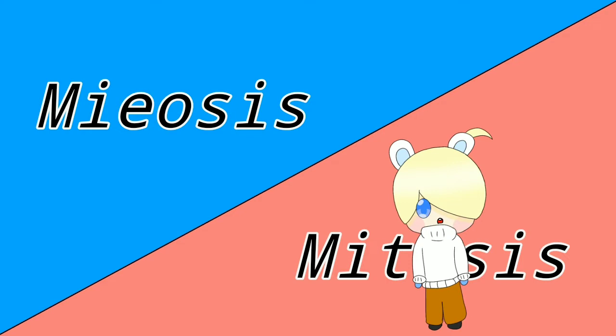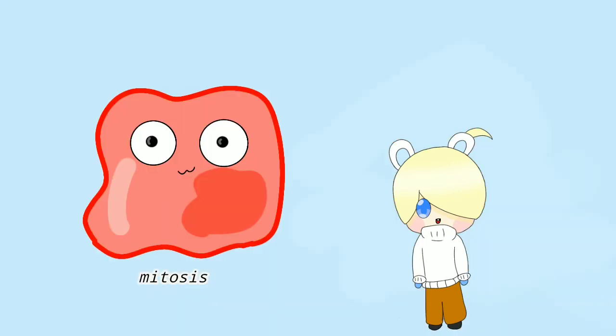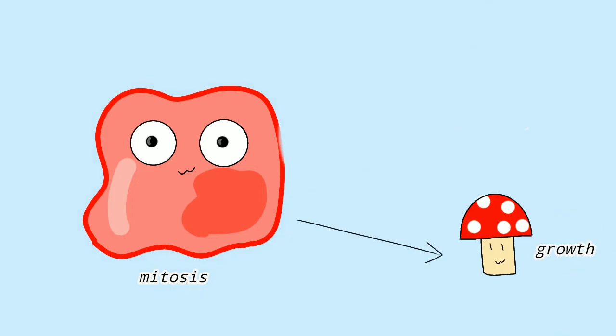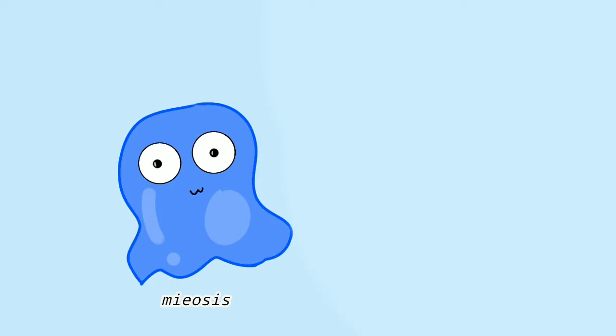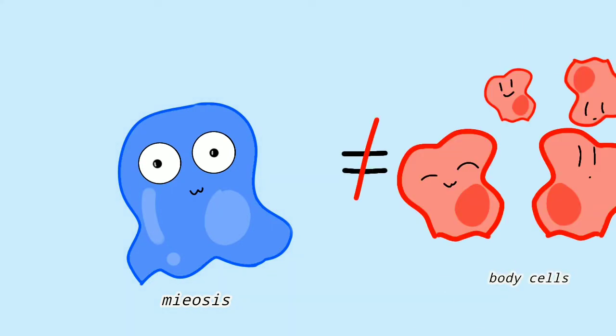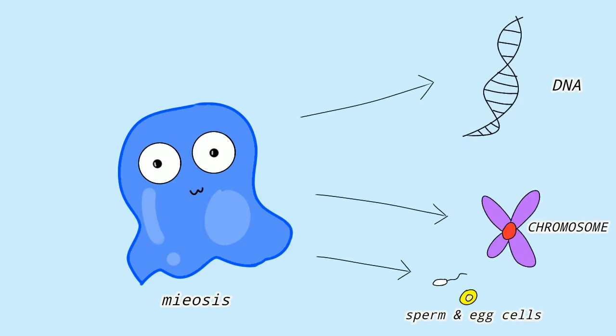Aside from the fact that they have different names, mitosis makes identical body cells. It's also responsible for our growth and repair of damaged cells, but not in meiosis. Meiosis contains genetic variety. It also doesn't make body cells. It makes sperm cells and egg cells.